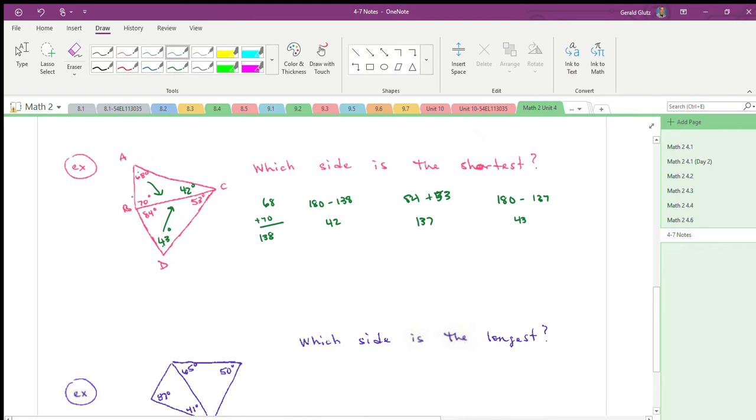If I'm looking at the smallest triangle, which angle is smallest? That'd be 42. And the side that is opposite of 42 would be AB. So again, AB is the shortest side.